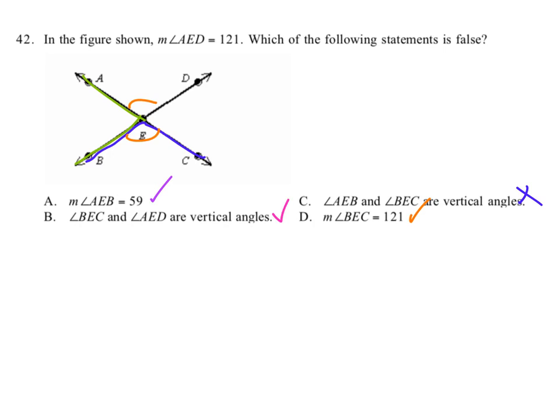So which one is false? The false one is C. Okay, this angle and this angle are not vertical angles. They are a linear pair.